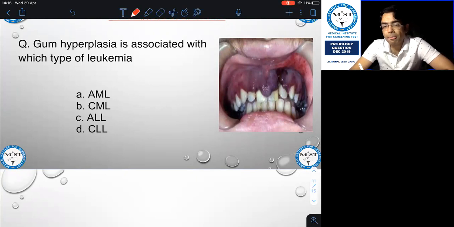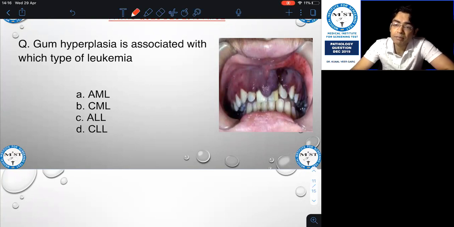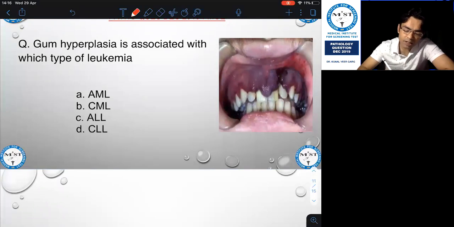Now, this question is from the chapter leukemia, and in leukemia you see the blasts inside the bone marrow and inside the blood. When the WBC blasts are in the peripheral blood, it is called leukemia, right? Leukemia, as we all know, has 4 types: acute lymphoid, acute myeloid, chronic lymphoid, and chronic myeloid leukemia. All 4 options are given. The correct answer for this question is AML.